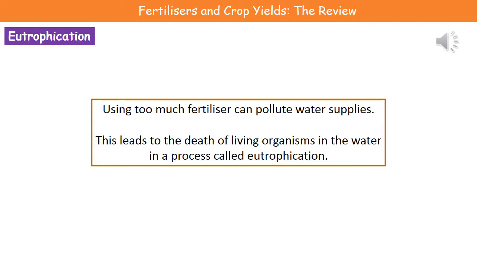If we use too much fertilizer, however, we do get a significant problem, and this problem is a process called eutrophication. So what we've actually done here is we've polluted our water supplies, and this can actually lead to the death of living organisms in the water. So eutrophication is the result of overuse of fertilizers in our farmers' fields.